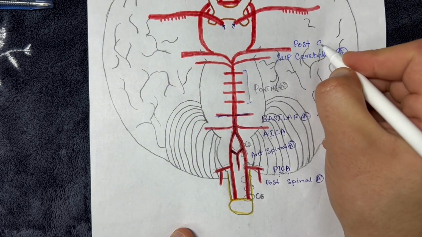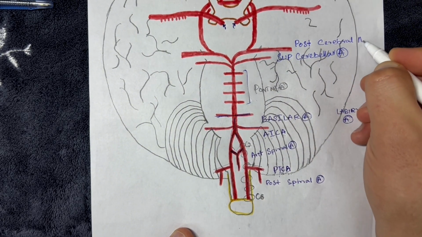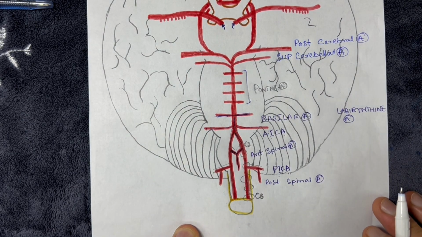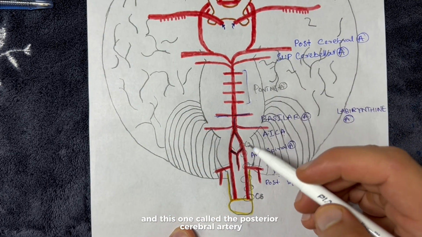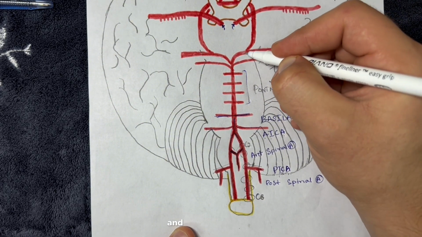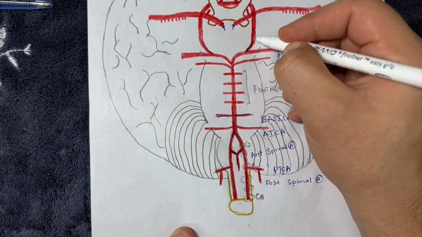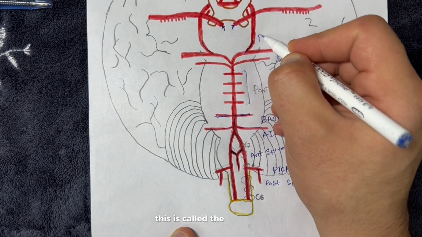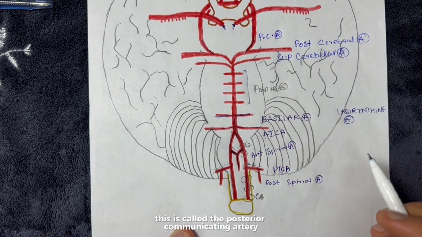posterior cerebral artery. These two are called the posterior cerebral arteries, and this branch here, this is called the posterior communicating artery.